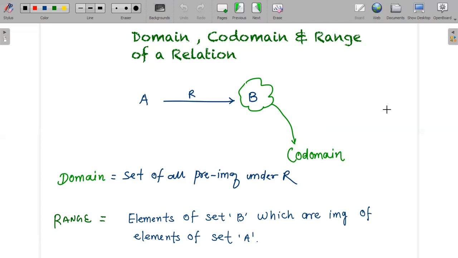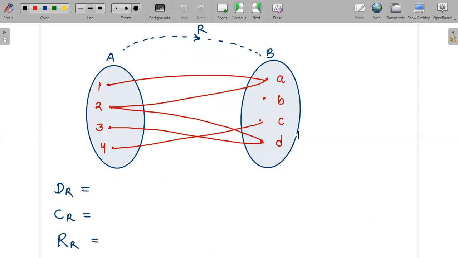Domain is the set of those elements from set A which are participating in relation R. That means the set of all pre-images under R, the pre-images of elements of B, is your domain. So non-participants will not get any seat in the domain category. For range, we are looking for elements from set B which are participating in relation R, or, using the definition of image and pre-image, those which are the image of an element of set A. This is how we define domain, codomain and range.